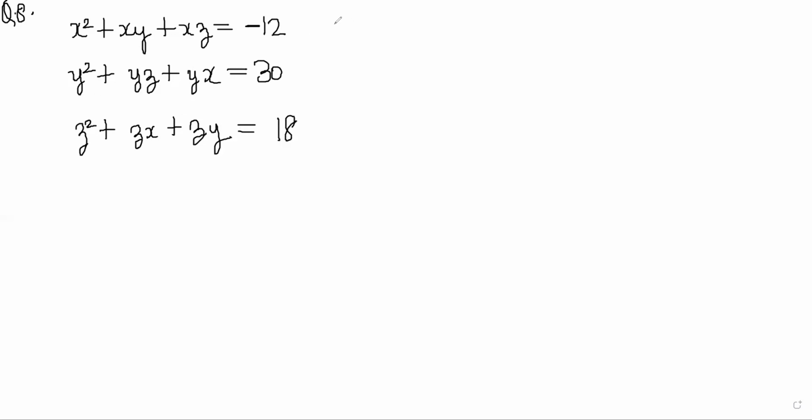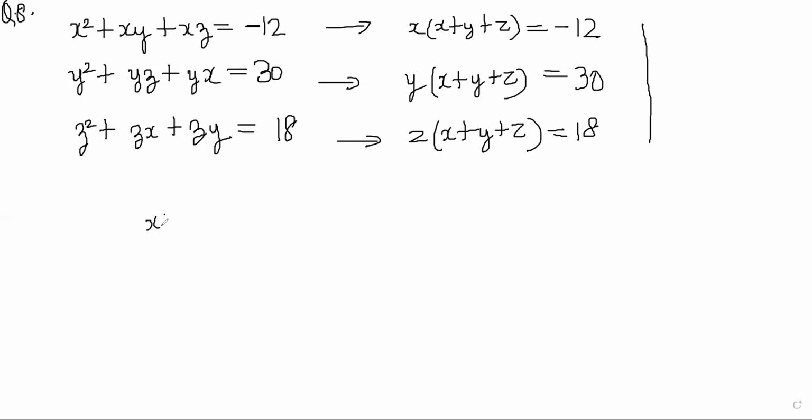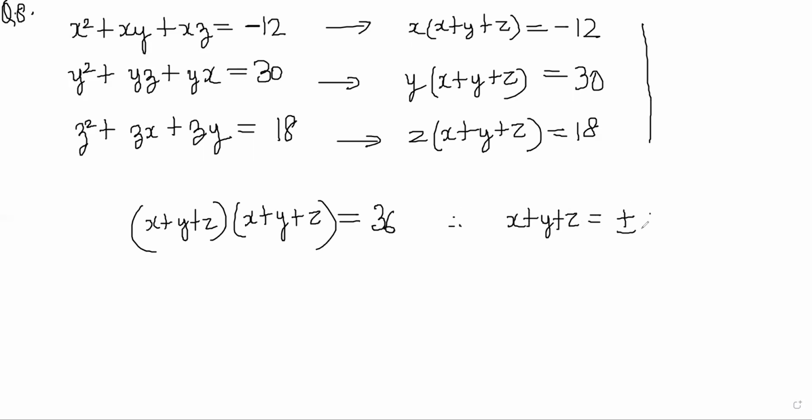So if you notice here, again, it is about noticing the pattern. You can take x common here. So it will be x into x plus y plus z is equal to minus 12. And this will be y into x plus y plus z is equal to 30. And this will be z into x plus y plus z is equal to 18, right? So if you add all three equations, you will get x plus y plus z common, into x plus y plus z, which will become 30 plus 18 minus 12. So that is 36. Therefore, x plus y plus z could be plus minus 6.